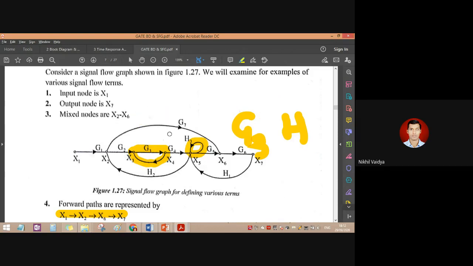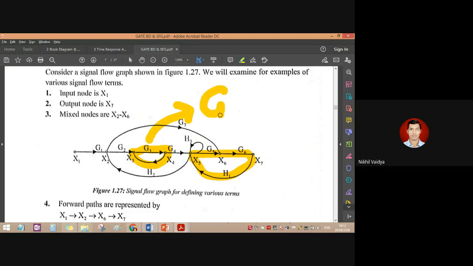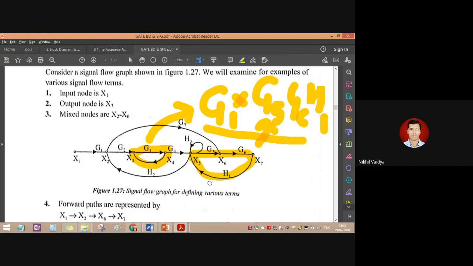In addition to that, we have another pair of non-touching loops. What is this, sir? That is this pair. This is one loop and this is another loop. These two loops are again non-touching. Why are they non-touching? Because they don't have any common node between them. So what is the gain product? The gain of this particular loop is G1, and the gain of this non-touching loop is G5, G6 and H1. When we multiply them together, that is the gain product of these two non-touching loops.